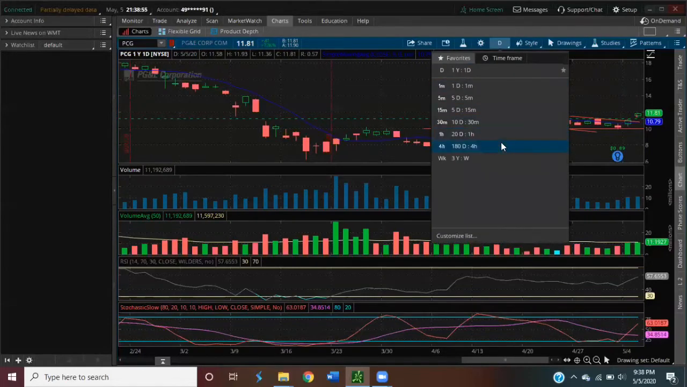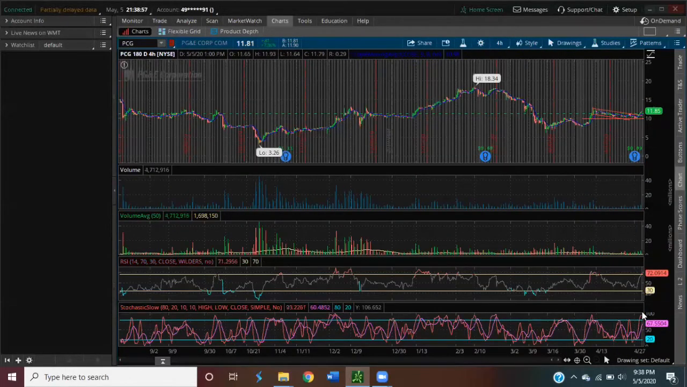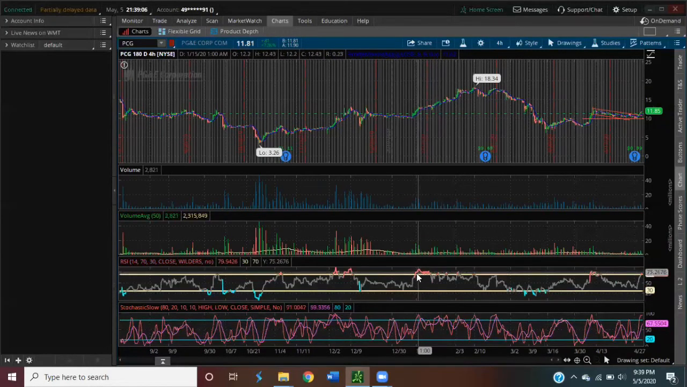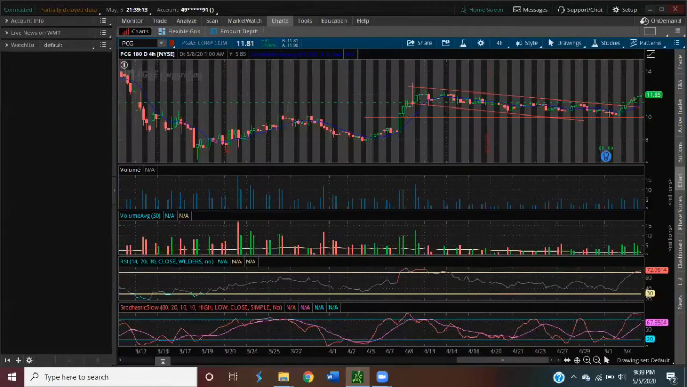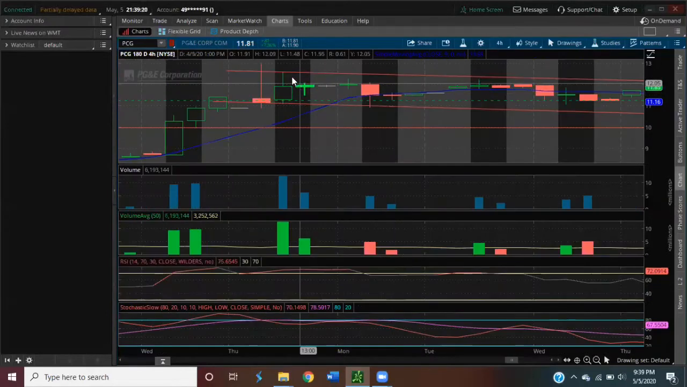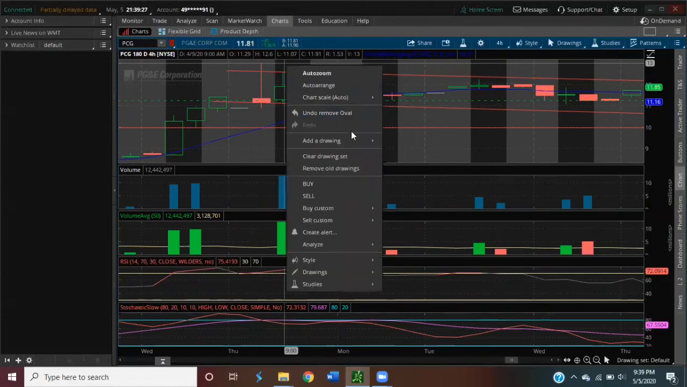Take a look at the 4-hour, and you see a little bit of the same stuff. Stochastics are looking good. RSI is right at 72. But with PCG, you see in the past, they've had some instances where they have been overbought and kept running, so I'm not really worried about that. My area of take profit with this trade will be about 13. I'm aiming to get about 13 bucks. 13 bucks was right at the top of this pattern. So 13 will be my area of take profit.